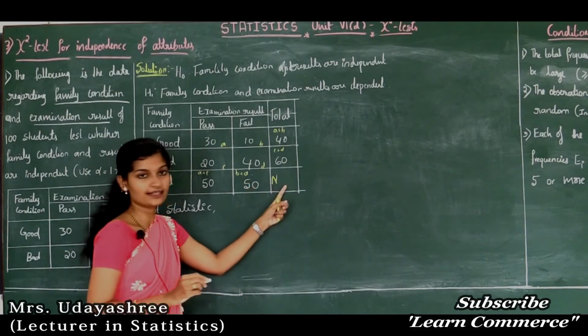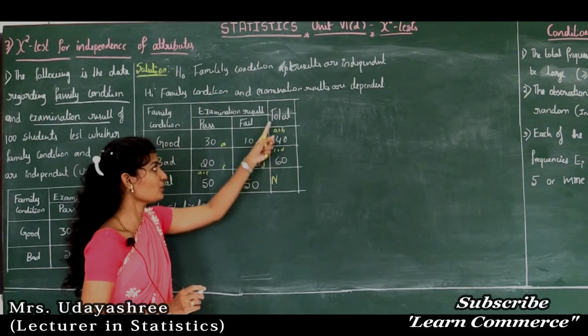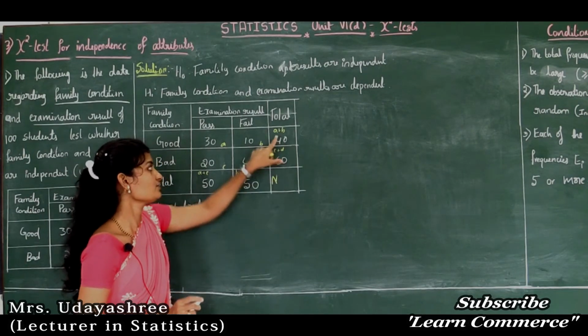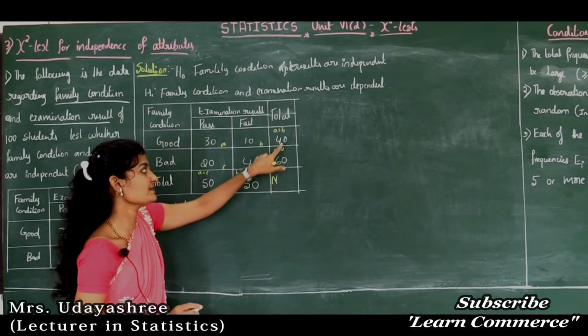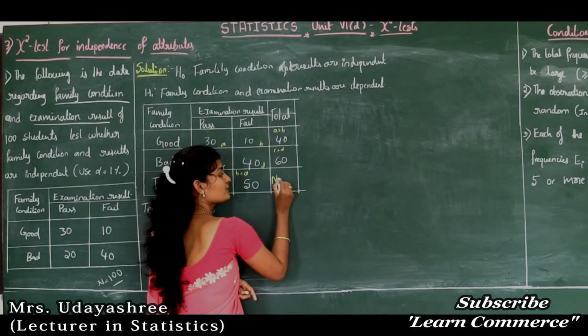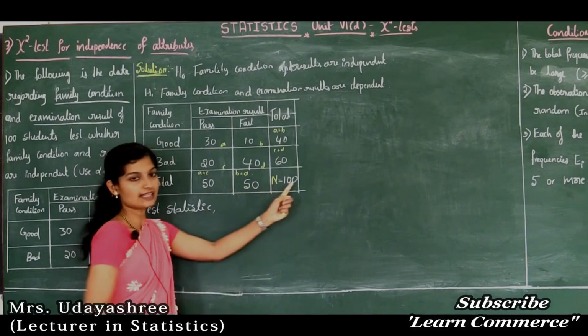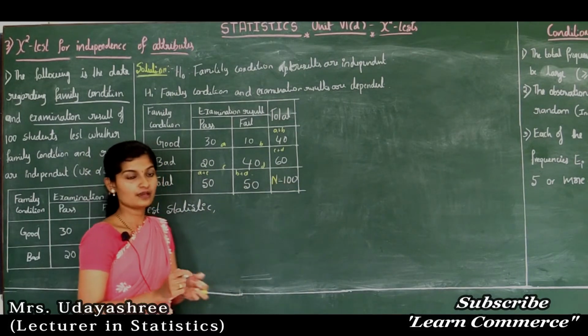What is capital letter N? Capital letter N is the total observation, or total number of frequencies. So 40 plus 60 is 100, or 50 plus 50, that is 100. So capital N is 100.